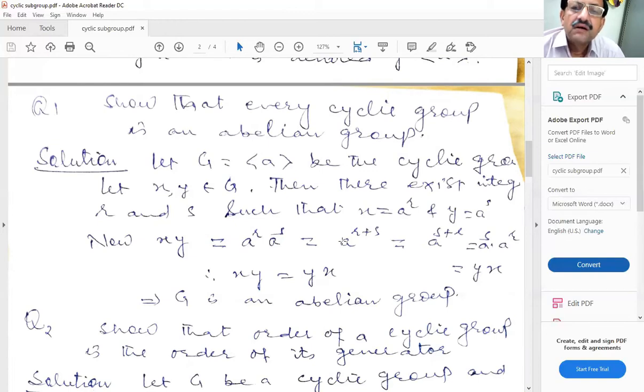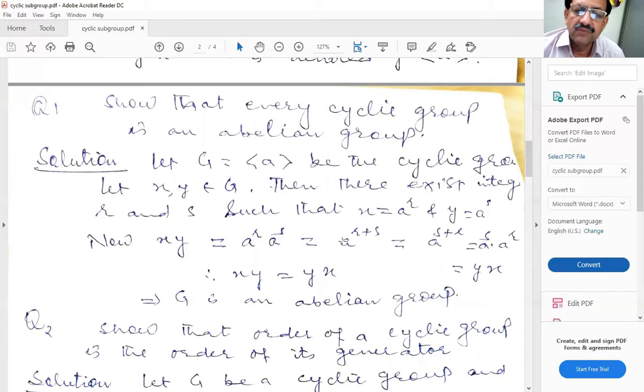Now xy is equal to, putting the values of x and y, a raised to power r multiplied by a raised to power s. Because the bases are the same and we add the powers, this is equal to a raised to power r plus s, which can be written as a raised to power s plus r. Breaking them, a raised to power s times a raised to power r, their value is equal to y into x. Therefore, xy is equal to yx, which implies G is abelian.